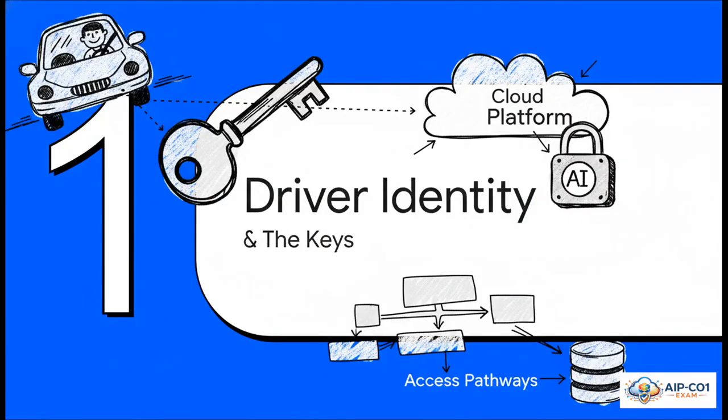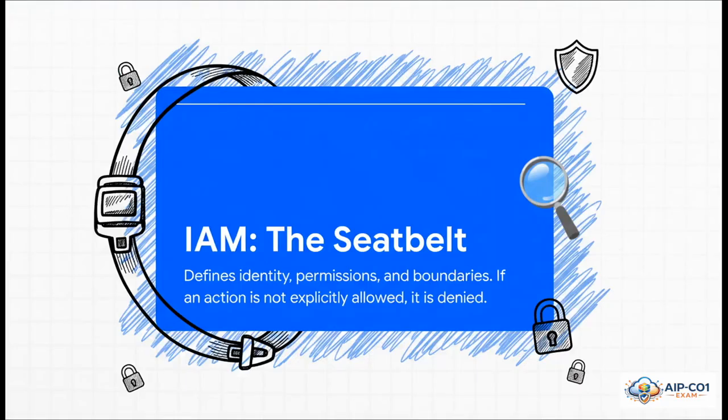So, sticking with our car analogy, let's start with the absolute basics. Who gets to drive this car in the first place, and where do we keep the keys? This is all about identity and access. In our car, AWS Identity and Access Management, or IAM, that's your seatbelt. It is your first and frankly most important line of defense.